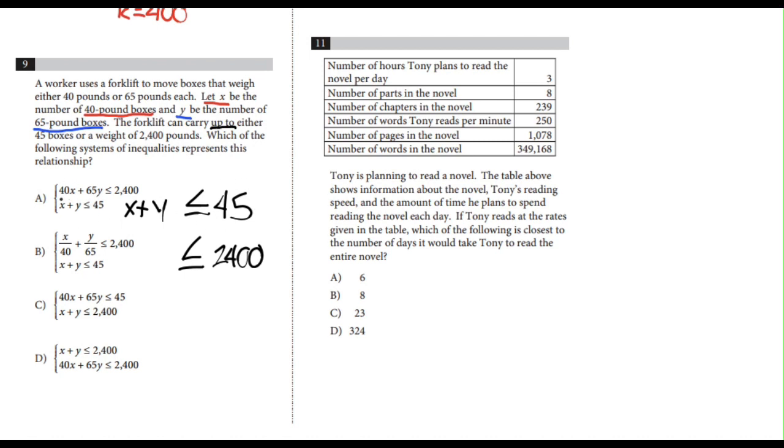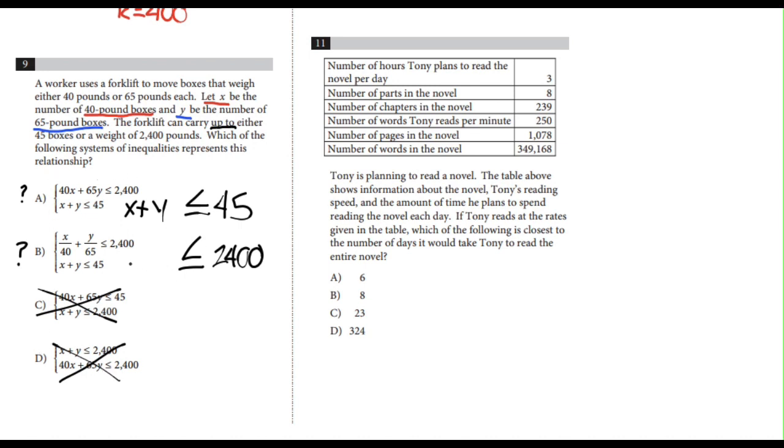So if we look at our answer choices, it might be answer choice A. It might be answer choice B. It cannot be C because it's X plus Y is less than or equal to 2,400. And it can't be this last one for the same reason. It's either going to be A or B.